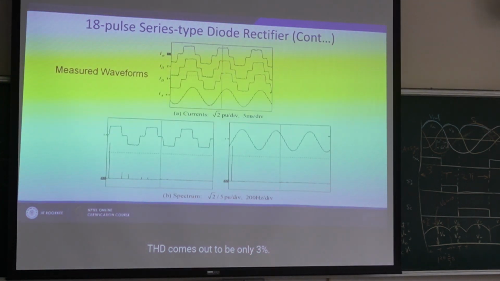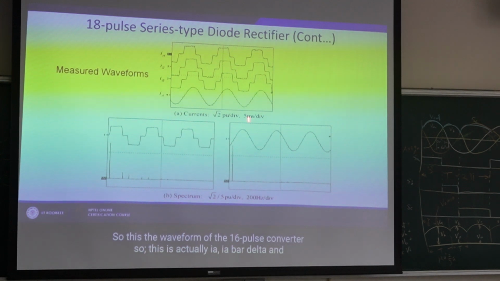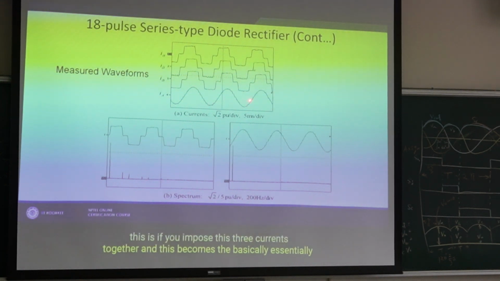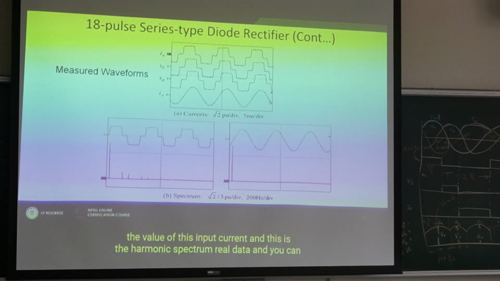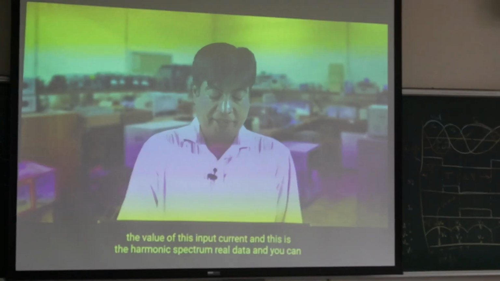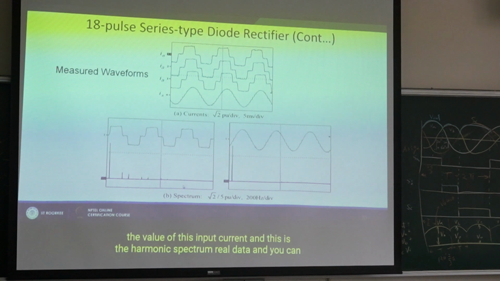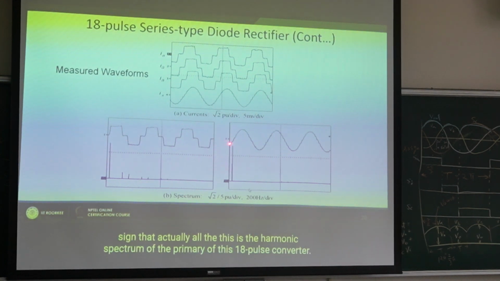So this is a few of the waveforms. We can use converter 1, 2, 3 together, and the summation becomes this current. This is delta. This is very similar to a sinusoidal current waveform when imposed together. Then we can improve the harmonics and the power factor. And this is the harmonic spectrum, the real data. You can see this is very close to a sinusoidal current waveform, with about 18% on the primary.